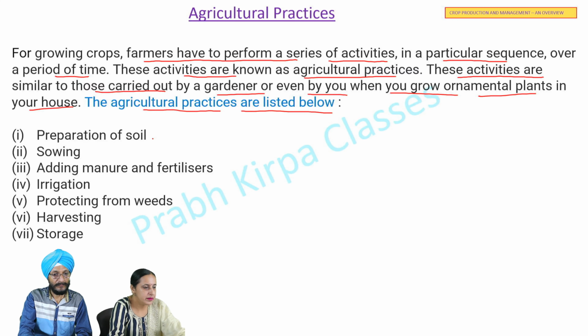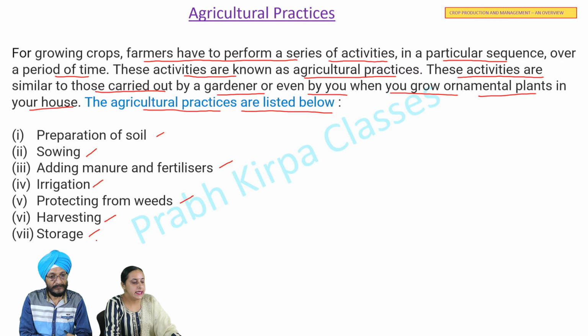Number one, preparation of soil. Number two, sowing. Third, adding manure and fertilizers. Fourth, irrigation. Fifth, protecting from weeds. Sixth, harvesting. Seventh, storage. Now, we will discuss each of these agricultural activity one by one.